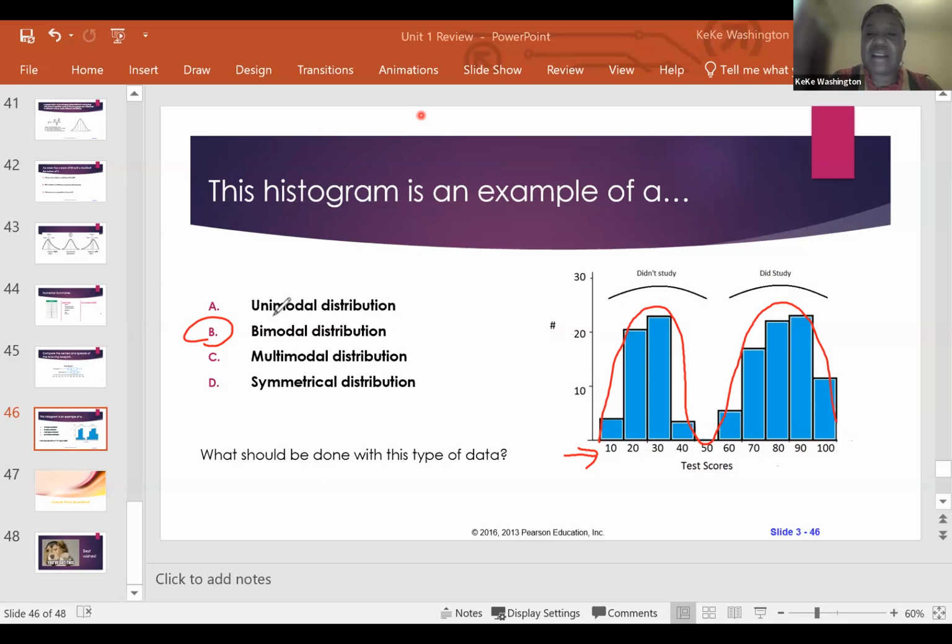So separate the data based upon their mounds. So didn't study, did study, they're both roughly symmetrical. So now if I compare them, since they're both symmetrical, I can compare their means and standard deviations, because that represents the center and spread for symmetrical distributions. But if I was trying to compare a symmetrical and a right skewed distribution, I will compare them using the medians and IQRs.